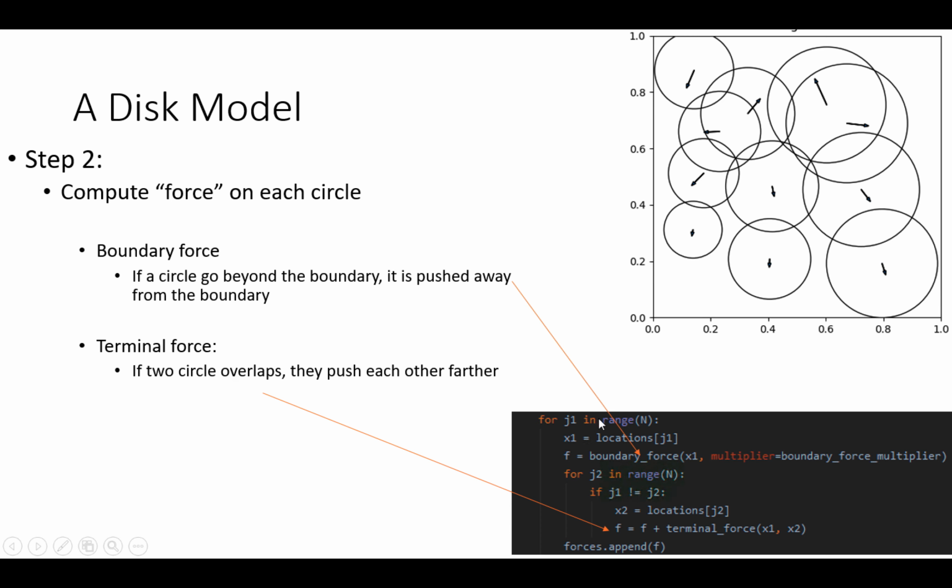And this is achieved through the following lines. I have a way of defining my boundary force. Of course, it's defined in another function. And also, I have a way of defining the pairwise force. For each circle, I first compute its boundary force, and I add all the other forces caused by all other circles. And I obtain the force on the single disk J1. The next step, I do all the computation for the other circles.